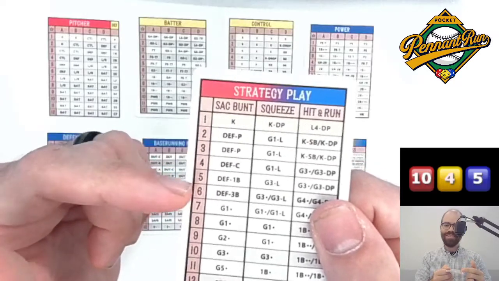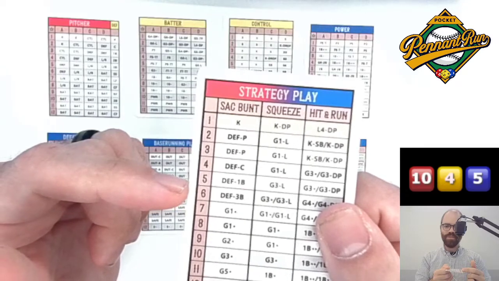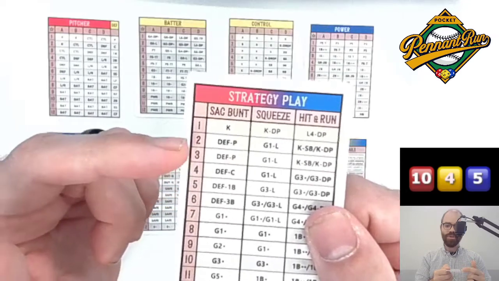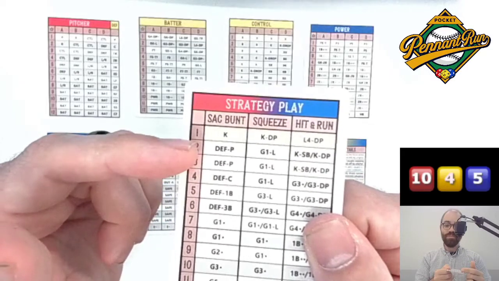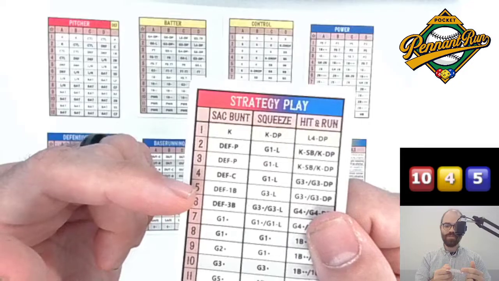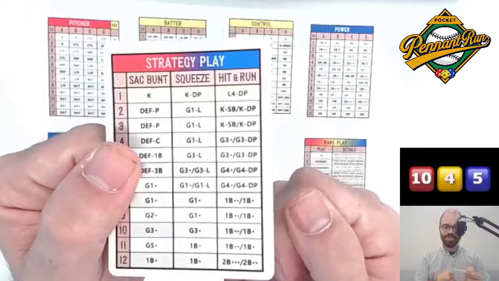If you land on defense, which is 2 through 6, on the sac bunt with the red die, you're going to look at the blue die for the defense of that person that the bunt was bunted to, whether the pitcher, catcher, or first baseman. You go back to the defensive play chart, and that tells you your result.